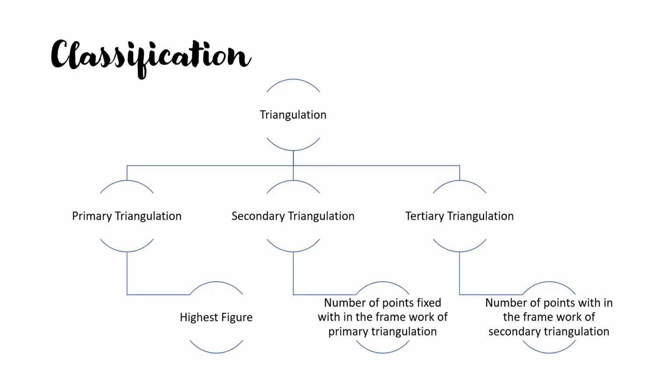Now, coming to the third order or tertiary triangulation system, even this consists of a number of fixed points within the framework of the secondary triangulation system and forms the immediate control for detailed engineering and other surveys. The sizes of the triangles are smaller and the instruments need not be of the highest precision as required for primary and secondary triangulation.